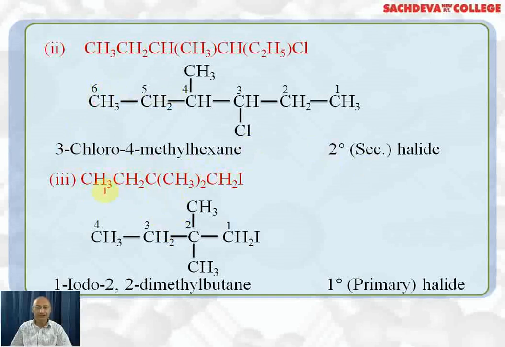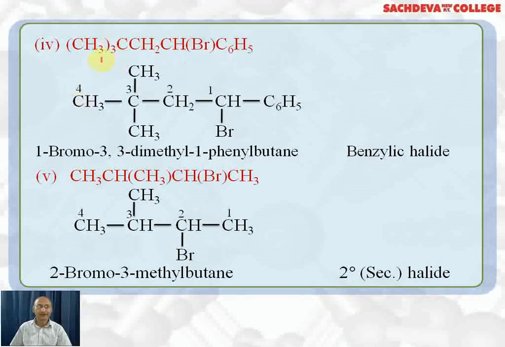This compound, let's convert into proper structure. CH3 comes here, CH2 comes here. This C is here. It is attached to 2 methyl groups, one above, one below, and CH2 is attached here. CH2I. This is the first carbon because it is attached to iodo, which is the functional group here. 1, 2, 3, 4. 1-iodo-2,2-dimethylbutane. Total carbon atoms are 4, that's why it is butane. On the second carbon, 2 methyl groups are attached, we call it 2,2-dimethyl, and iodo is attached to the first carbon. Therefore, first carbon means primary carbon, therefore it is primary halide.